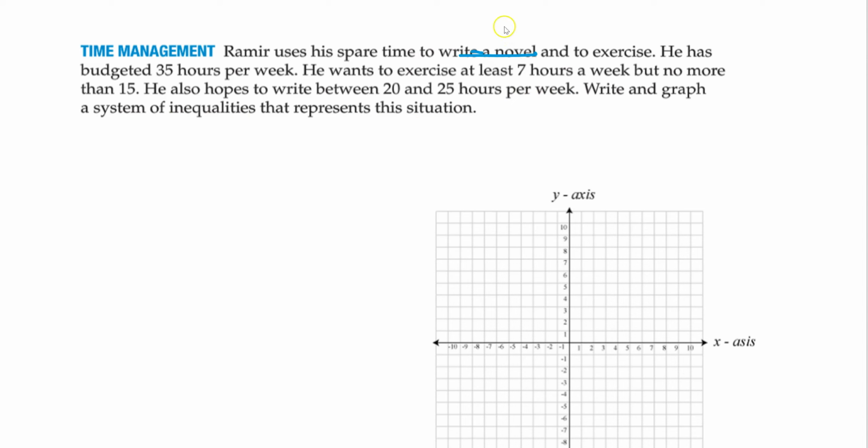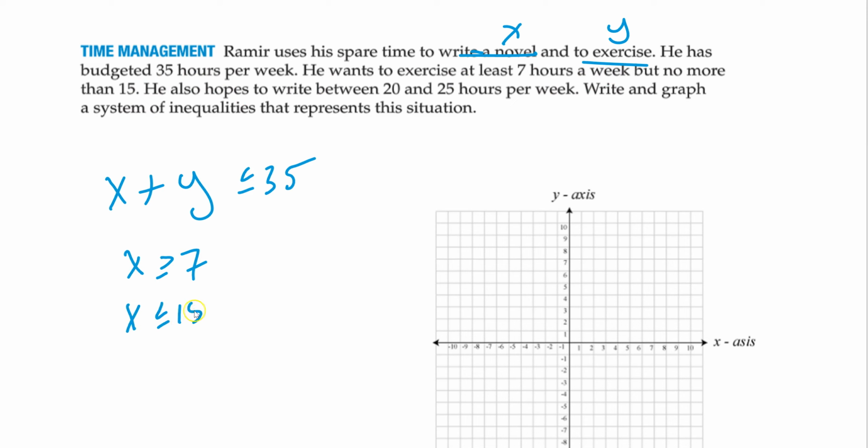He wants to spend time writing a novel, so let's put novel as x and exercise as y. First thing says he has 35 hours per week. So novel plus exercise has to be less than or equal to 35 hours. That's the most he could spend. He wants to exercise at least 7 hours per week, so he wants that to be greater than or equal to 7. But no more than 15, so it also has to be smaller than or equal to 15. If you want, you can combine those two like this, but it doesn't really matter.